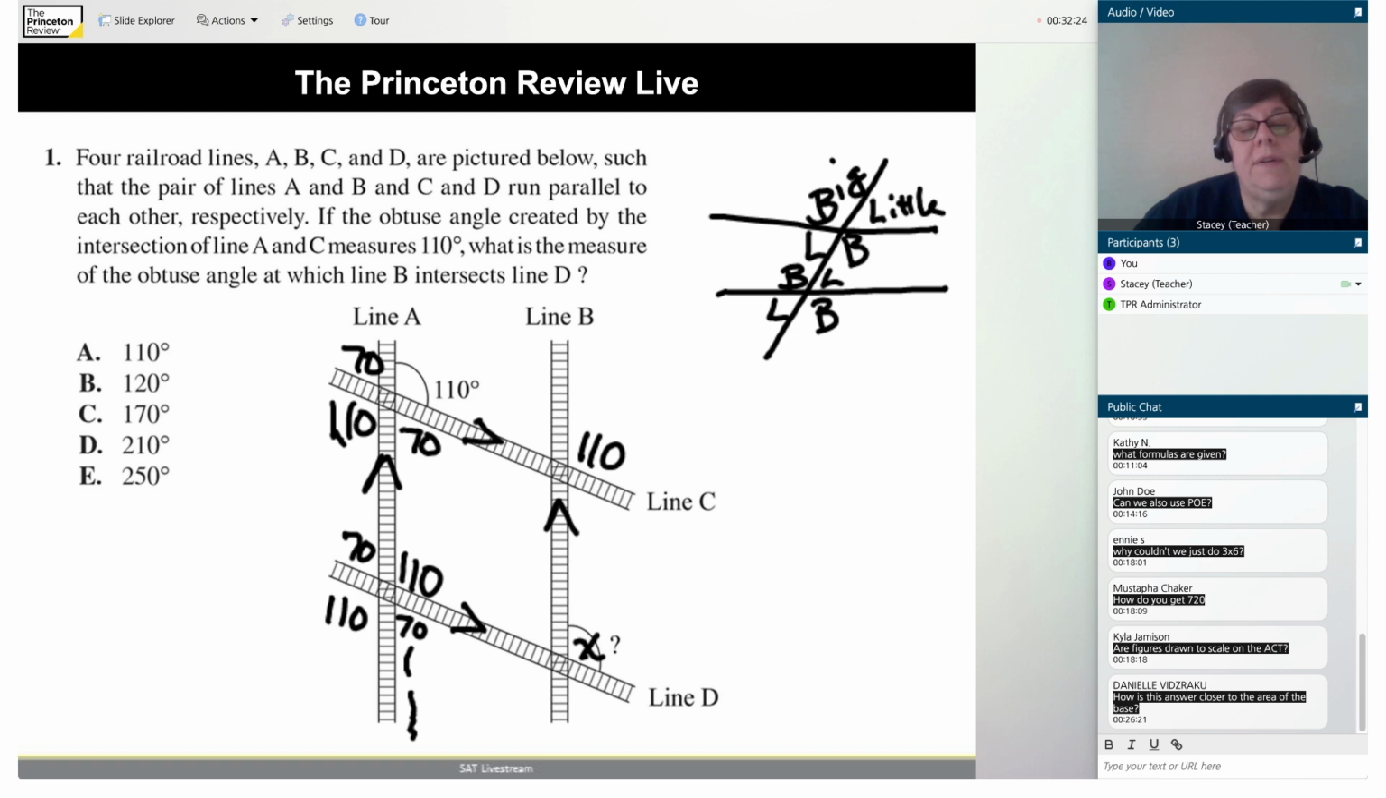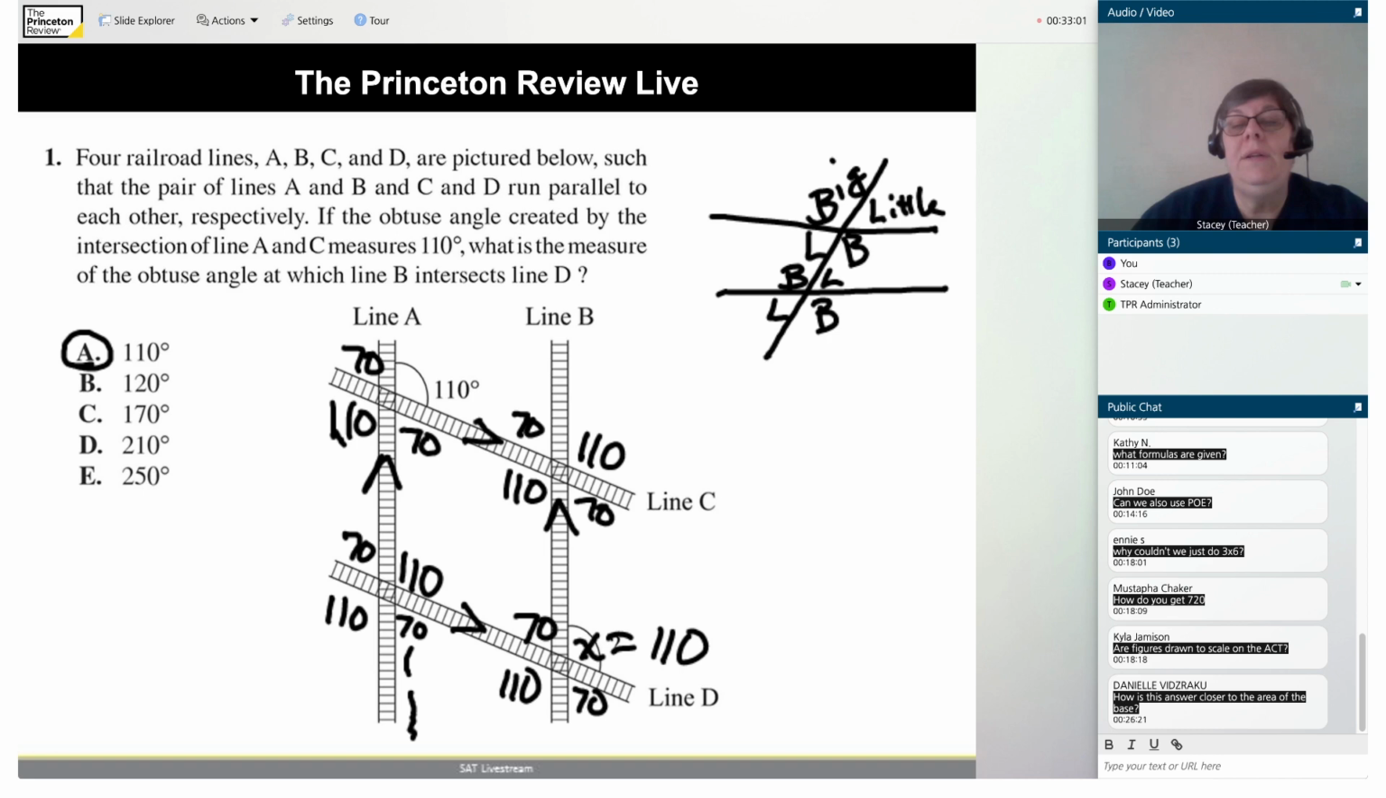Again, we can also say I've got alternate interiors here. And then these are supplemental. So 70 there, 110 there. Again, big angle 110, small angle 70 there. Small angle 70 there, small angle 70 there, big angle 110. That means this big angle is 110. So the answer for this question is A, 110.